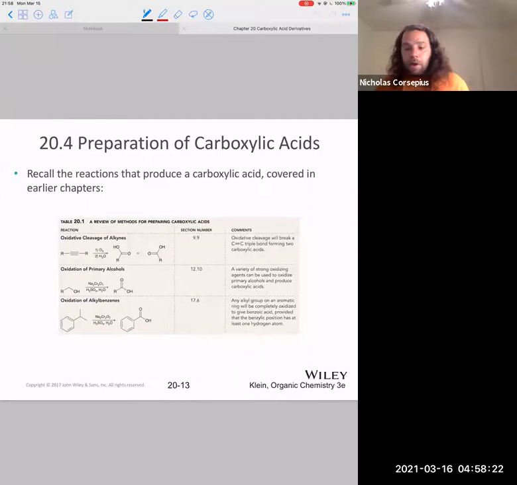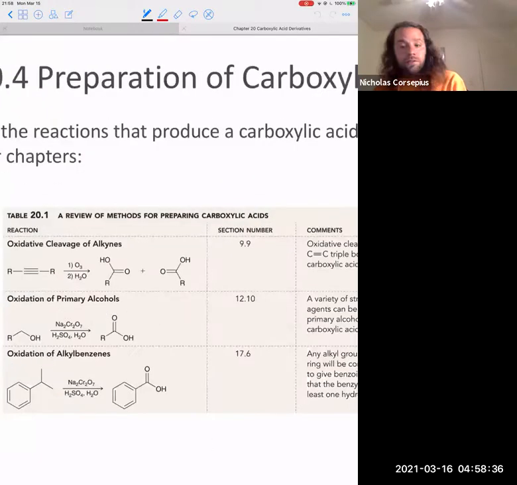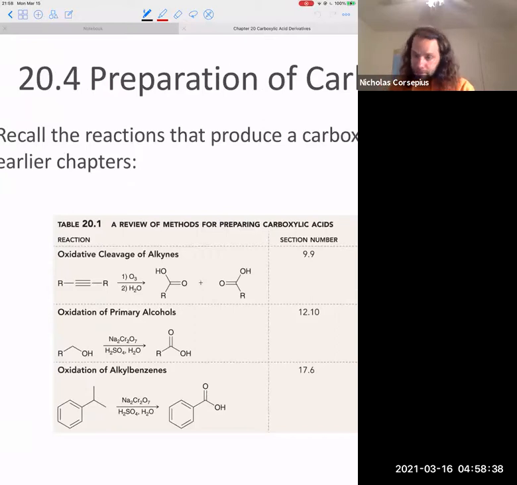Okay, so now let's talk about reactions that we learned about in the first and second semester that will generate carboxylic acids, right? Preparation of carboxylic acids. The first one that we learned about was how to turn an alkyne into a carboxylic acid using an ozonolysis reaction, right? Alkenes will undergo ozonolysis to either aldehydes or ketones. Alkynes will undergo ozonolysis all the way to carboxylic acids.